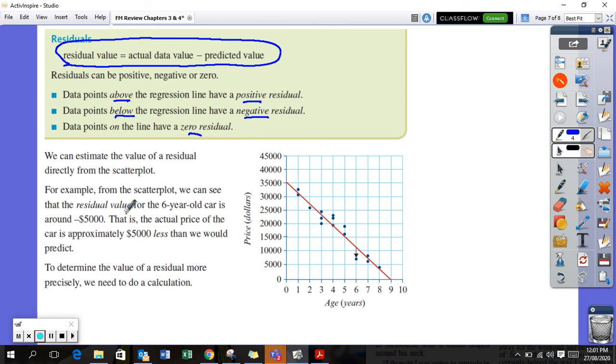So we've got a scatter plot for the value of a car. For a 6-year-old car, the prediction is it's going to be about $12,000, and the actual value is about $7,000. So the residual is negative $5,000. That's 7,000 minus 12,000, the actual minus predicted, which gives us minus $5,000 for the residual. So they're residuals.